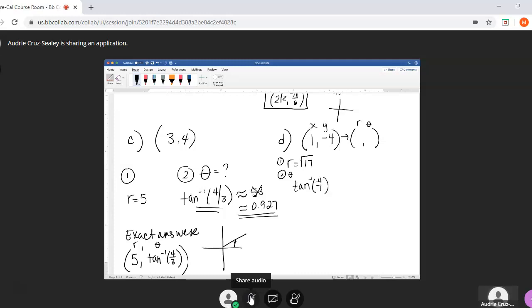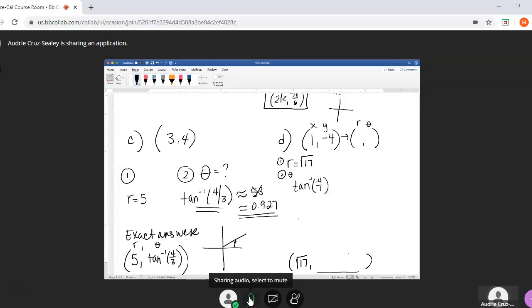-4/1. If you put it in your calculator, you're going to get an answer, right? You're going to get a negative answer. Is that okay? So then what is the answer? Your R is the square root of 17, but what am I going to put in for the angle? What do I put here if I'm not allowing you to round?